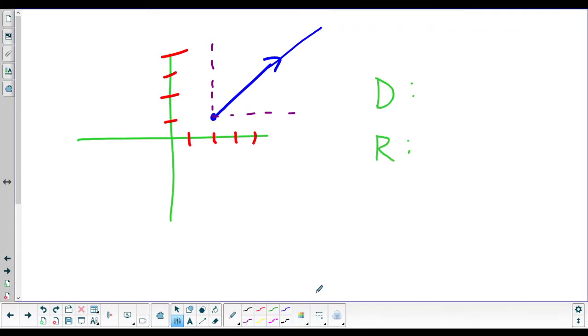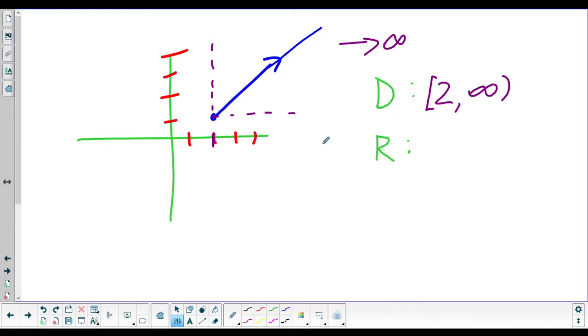For our domain, well, the farthest left we go is right here. Where is that? That's at 1, or at 2, excuse me. And then what's the farthest right we go? There's no right wall, so it's way over there at infinity. So we're going to put infinity. This point is filled in at 2, so it's going to get a bracket. But the infinity, we can't get to infinity, so it gets a parenthesis.